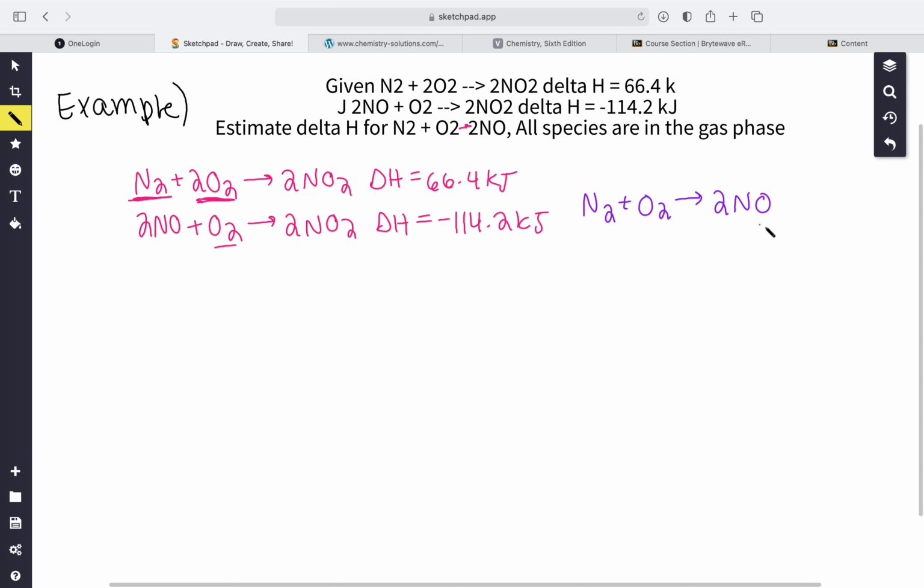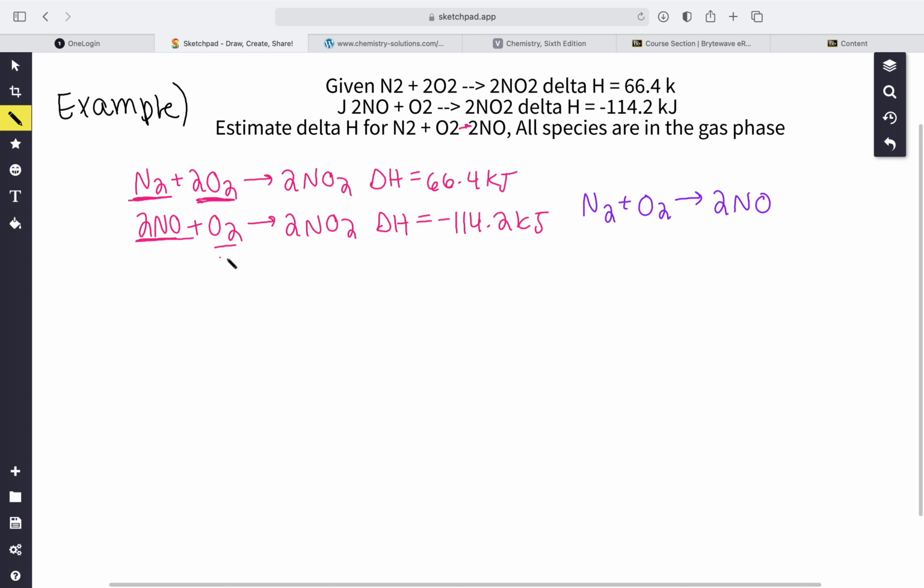So we need 2NO on the right side. This isn't 2NO. It looks like it's close to 2NO, but no, this is 2NO2, so this is not what we need. So we're going to say, no, we don't want that. Oh, there it is. All right, cool. So this is what we need. So what we're going to do is flip this equation in order to get this to the right side, and then we're going to have to cancel some things out, and we'll see once we get to that step if we need to do anything, right?